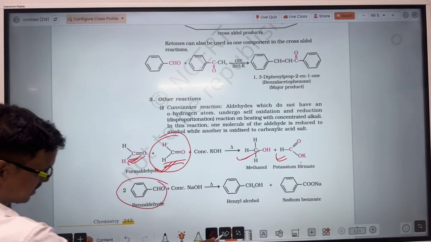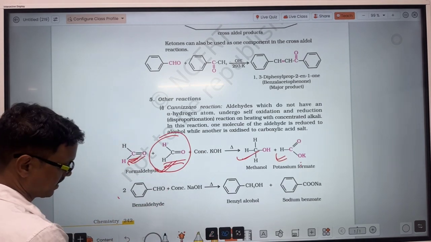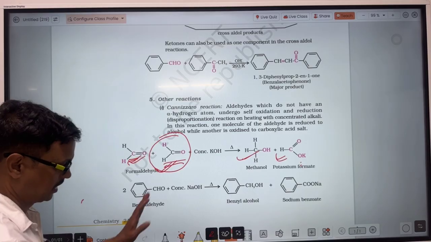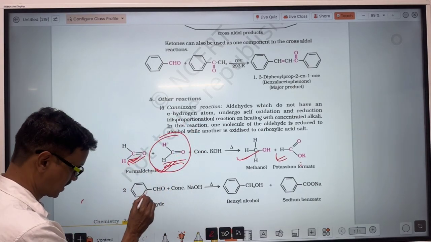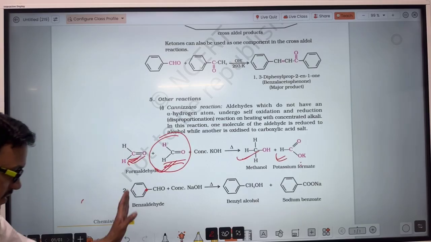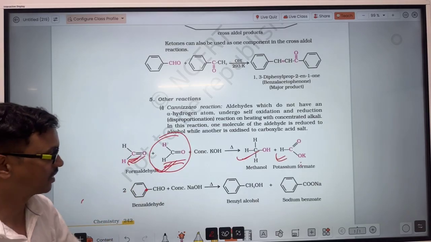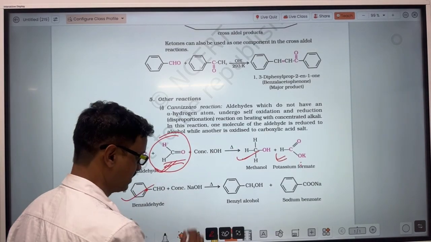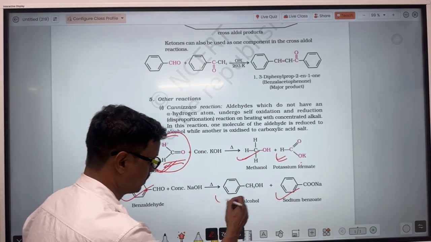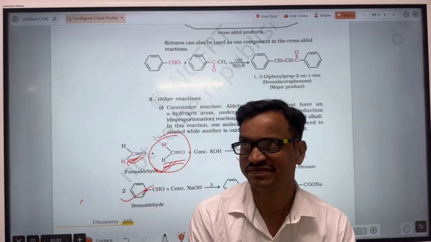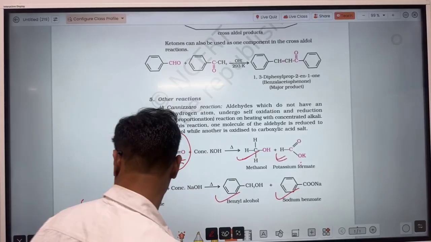Same here with benzaldehyde. When benzaldehyde reacts with conc. NaOH, it can show the Cannizzaro reaction, because this carbon is the alpha carbon and it has no hydrogen. So it can show the Cannizzaro reaction. It will oxidize into sodium benzoate and reduce into benzyl alcohol. Okay.